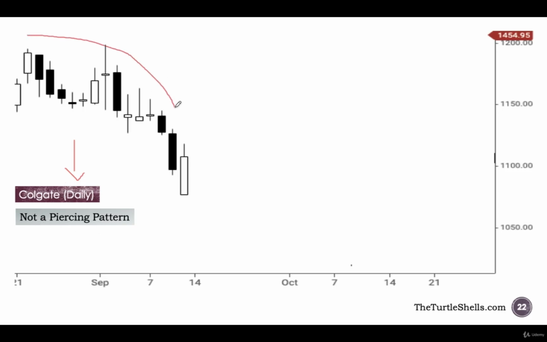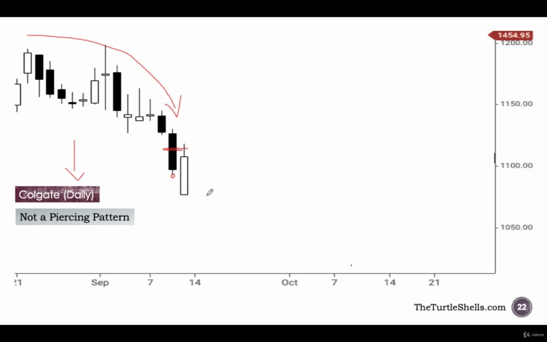So it's a nice downtrend, which is one criterion of a piercing pattern. The second criterion of a piercing pattern is that the opening of the white candle should be below the low of the prior black candle, which is satisfied in this case. The third criterion, the closing should be above the midpoint of the prior black candle. So this closing should have been above this red line, which has not happened.